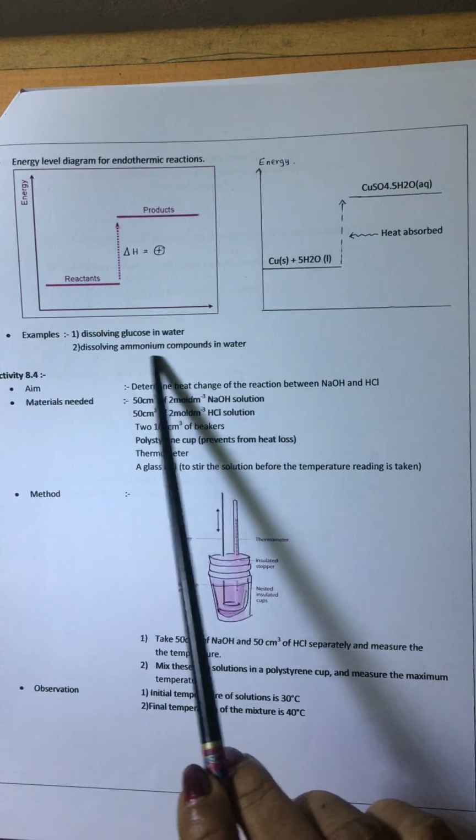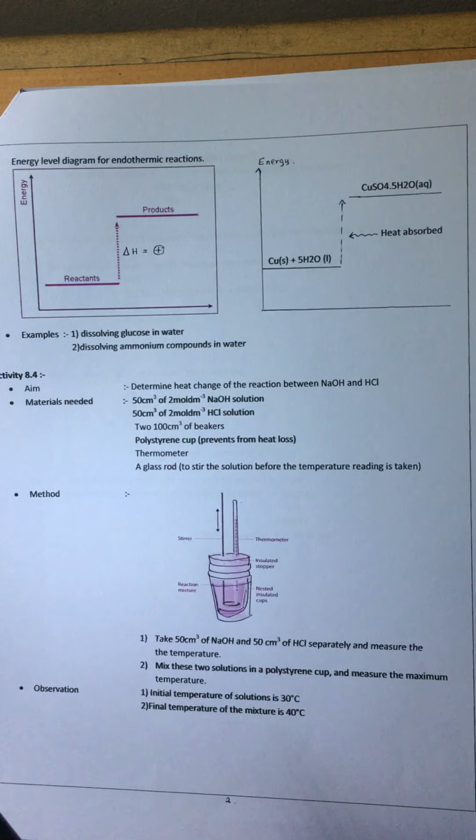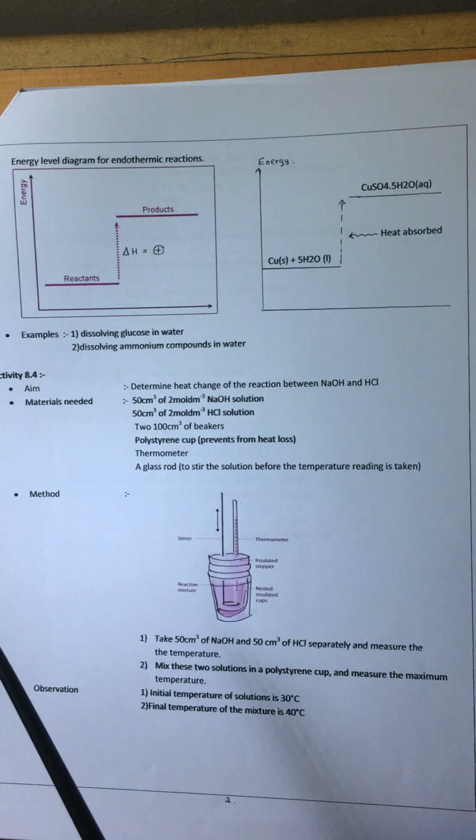So the graphs I showed you have all the details, right? For an exothermic reaction you get the heat change as a minus value, for an endothermic reaction a plus value. Now we are going to calculate the change of heat with an experiment. Here the aim is given: determine the heat change of the reaction between sodium hydroxide and HCl.